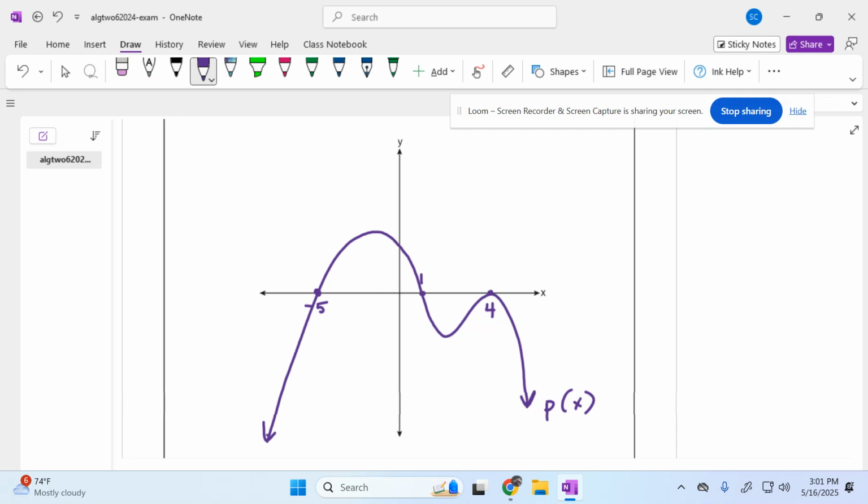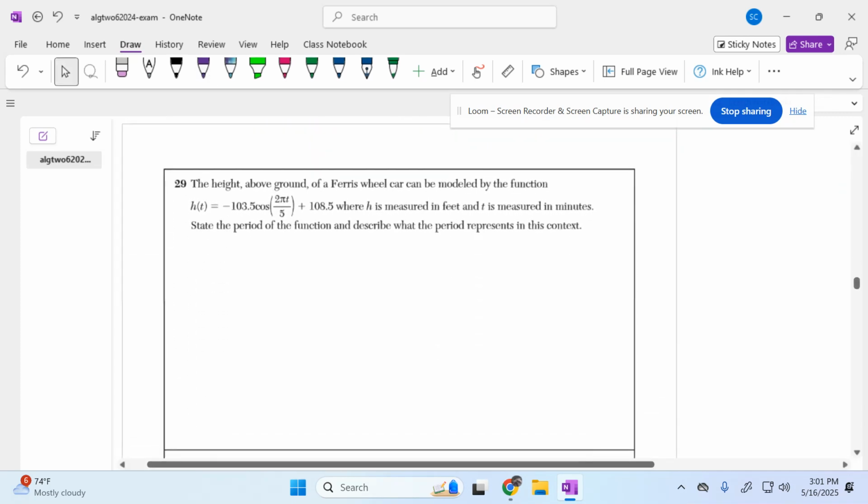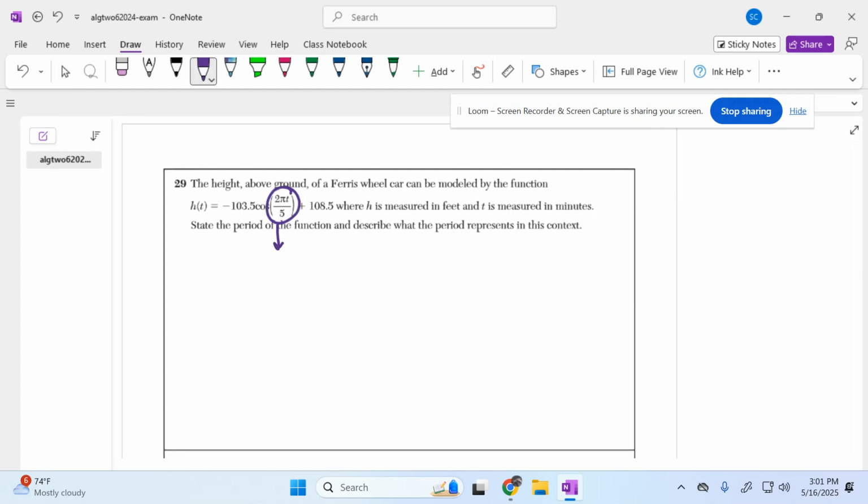The next question gives us a Ferris wheel problem. It gives us a sinusoidal function, and it wants us to determine the period and explain what the period means. So the period is going to be whatever is multiplied to your variable as the frequency. So our frequency is 2 pi over 5. To find the period, again, that same relationship that was in that one multiple choice question: the period times the frequency is always 2 pi. So if we plug in the frequency, we can find the period.